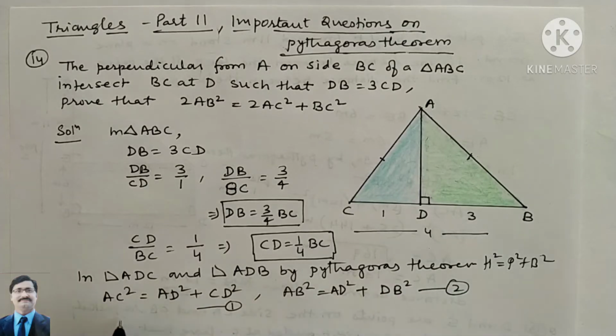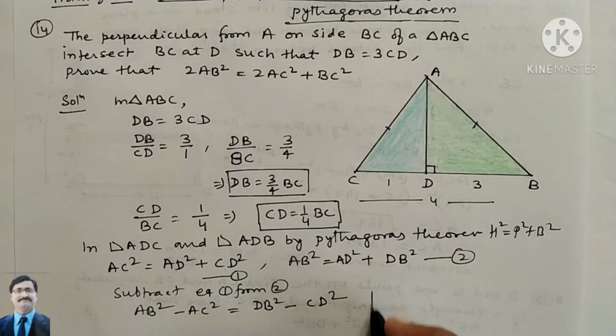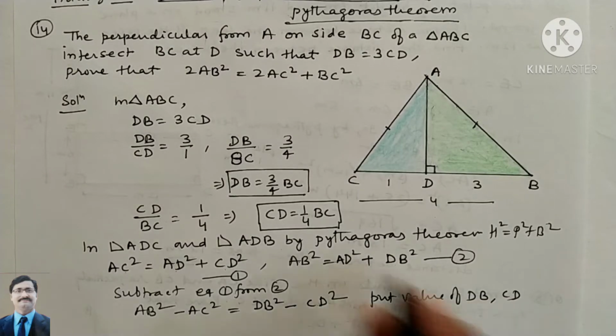This is equation 2. Now subtract equation 1 from 2. So we get here AB square minus AC square equal to, look here, AD square and AD square cancel, and we have here DB square minus CD square. All understand? From 2 we subtract 1. Now put value of DB and CD from here.